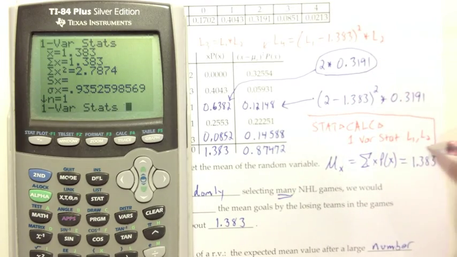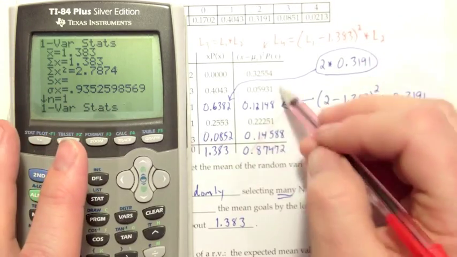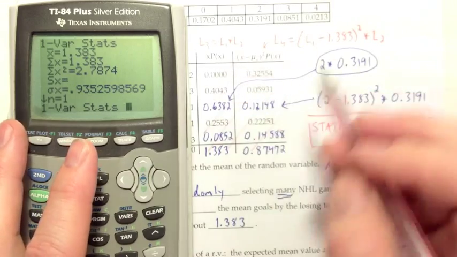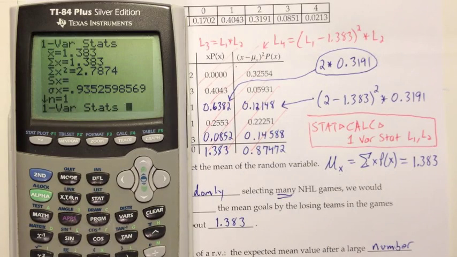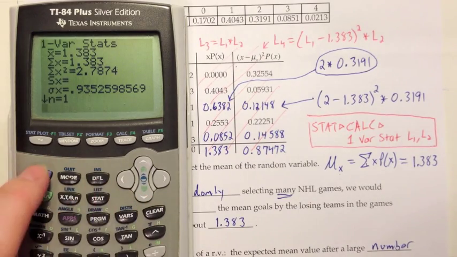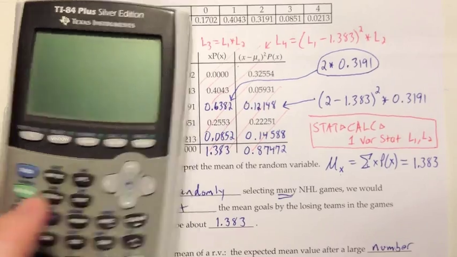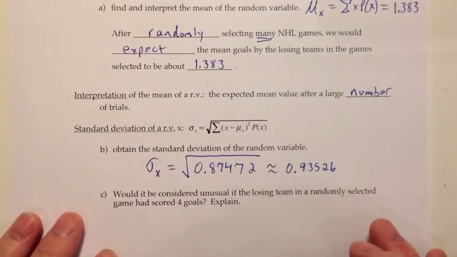And that's a shortcut that would allow us to actually not bother with those columns. Those columns still happen, but they're happening inside the calculator. Alright, now let's go ahead and finish this off by looking at some uses of the mean and standard deviation.